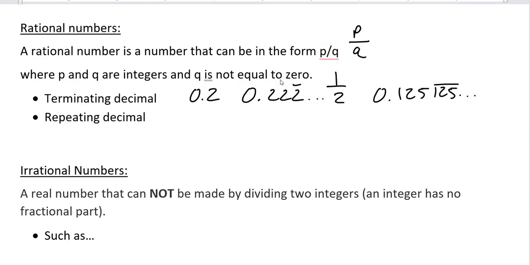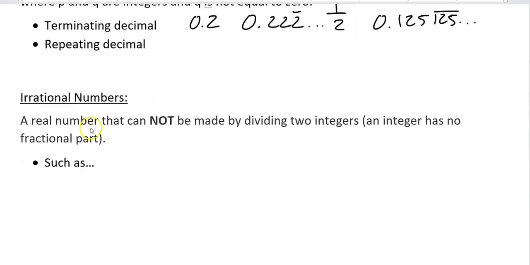Also notice, I want to say this the right way. Rational numbers are fractions, okay? So every fraction can become a decimal, but not every decimal can become a fraction. For example, an irrational number is a real number that cannot be made by dividing two integers. It has no fractional part, such as pi, which is 3.1415 dot, dot, dot, never repeats. There's no pattern, it's completely random.